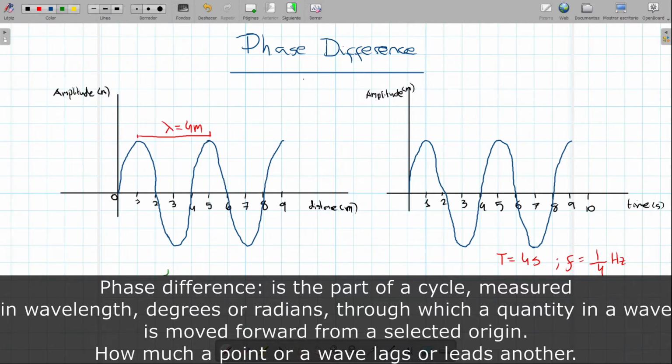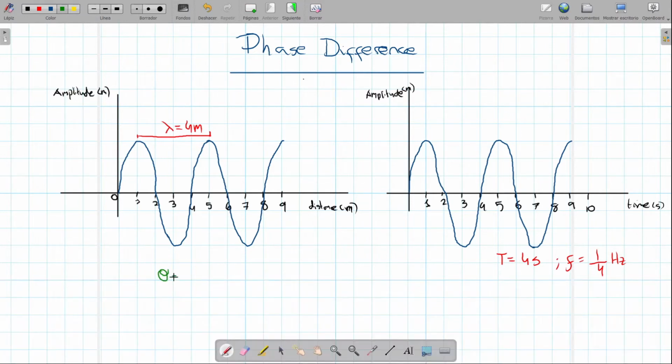The phase difference in this sort of videos is going to be the difference in distance divided by the wavelength and multiplied by, if you want it in degrees, 360, and if you want it in radians, 2 pi. So it'll be either or, because the phase difference is measured in the same way as angles, degrees or radians.